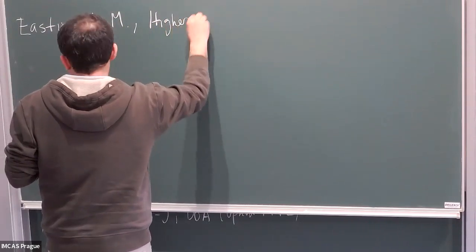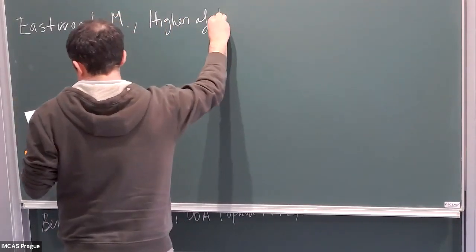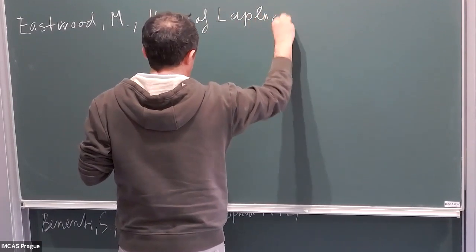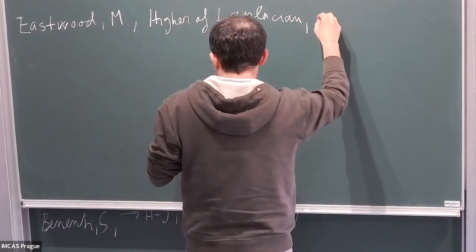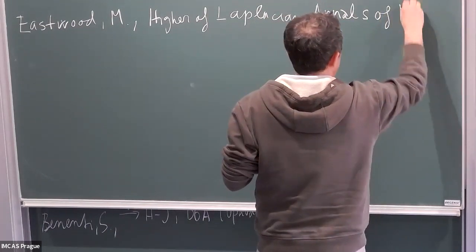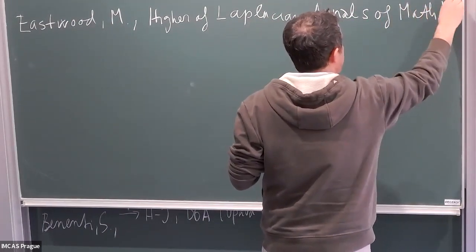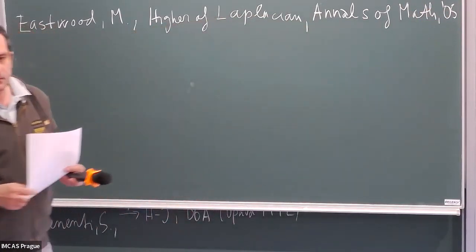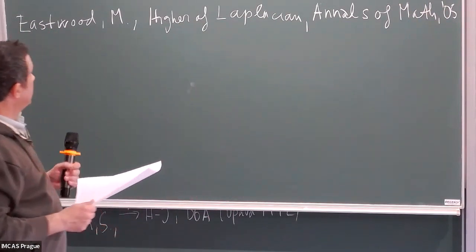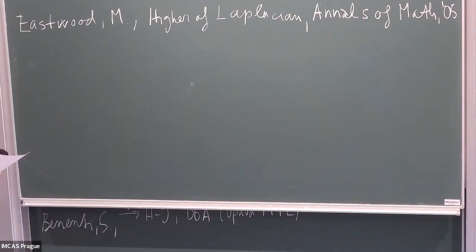Eastwood, Higher symmetries of the Laplacian. This has a universal algebra approach, Verma modules and universal algebra. He's trying to find the operators in a conformal algebra of the Laplace operator with the ambient construction. Like going from the sphere, if I may rephrase it, right? Going from the sphere to harmonic polynomials on the ambient space.